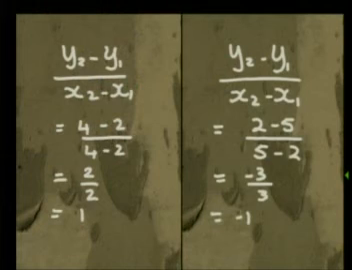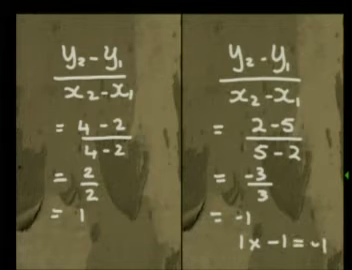That was quite easy, but I don't see what was so clever about those answers. Okay, let me show you the clever part. Let's look at our answers again. I'm going to find the product of the gradients of these two lines. 1 times negative 1, which is negative 1.